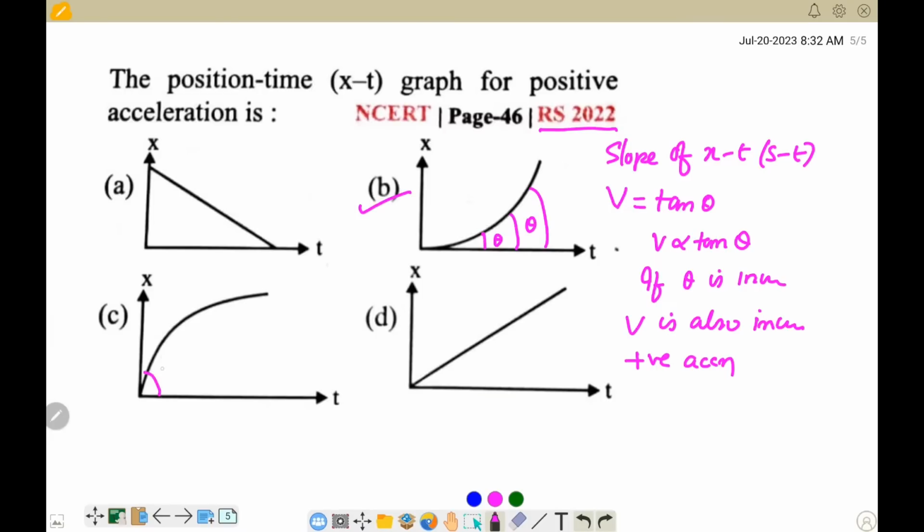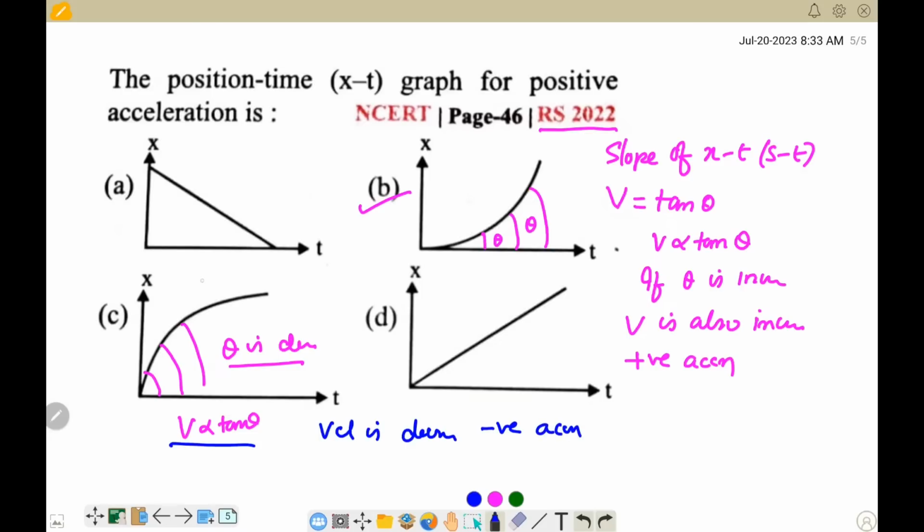If you observe in this diagram here, theta is decreasing. As you know, V is directly proportional to tan theta, so if theta is decreasing, velocity is also decreasing. Therefore, this is called having negative acceleration. So this is the case of deceleration, and the other is the case of acceleration.